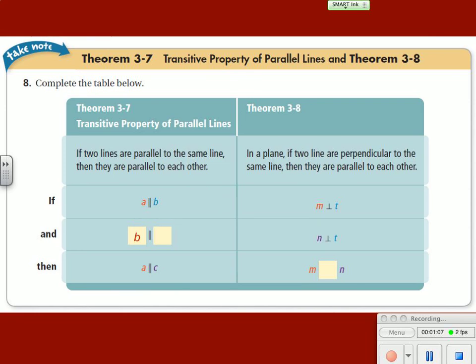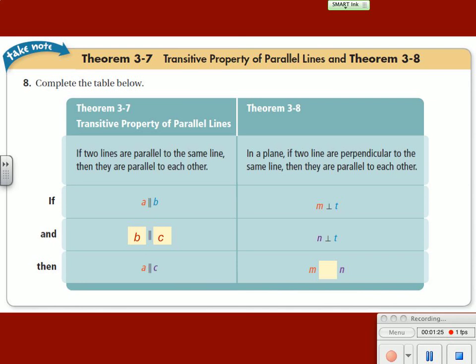Let's start with Theorem 3.7. If A is parallel to B and B is parallel to C, then A is parallel to C. It's a transitive property that we knew for congruence, that we knew for equality. The transitive property just holds for all things in geometry.